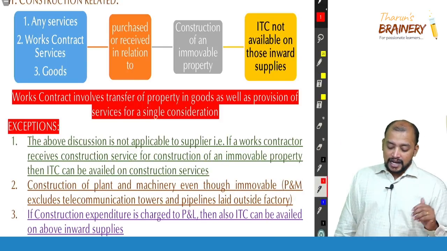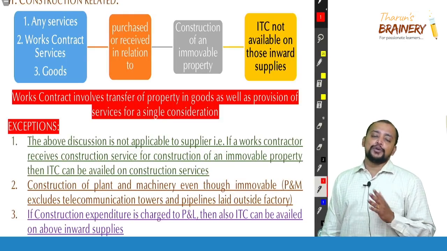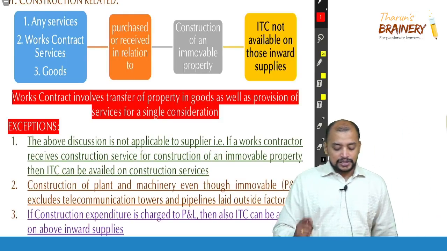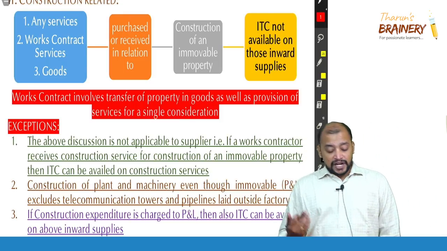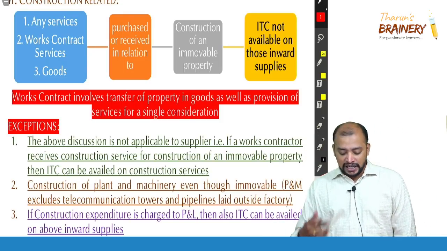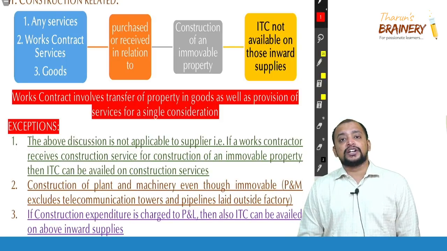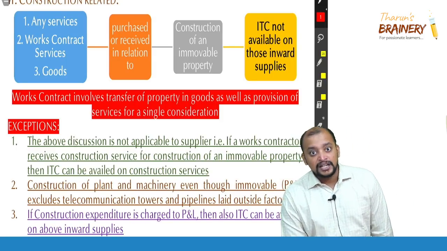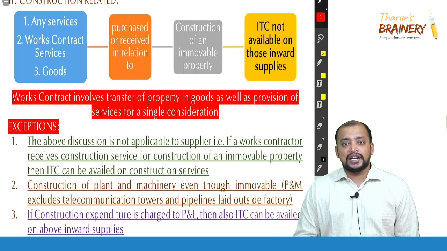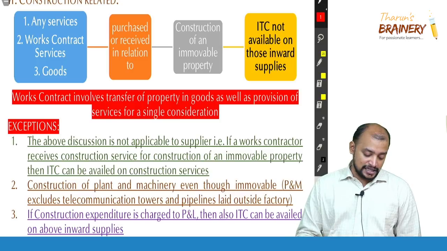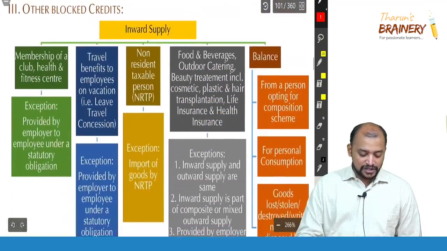Then second, construction of plant and machinery, even though immobile, but plant and machinery excludes telecommunication towers and pipelines laid outside the factory. Number 3, if construction expenditure is charged to P&L, then also ITC can be availed on the above inward supplies. Suppose the construction expenditure is charged to P&L, I told you it is not construction, so ITC is available. These are the three exceptions related to that.